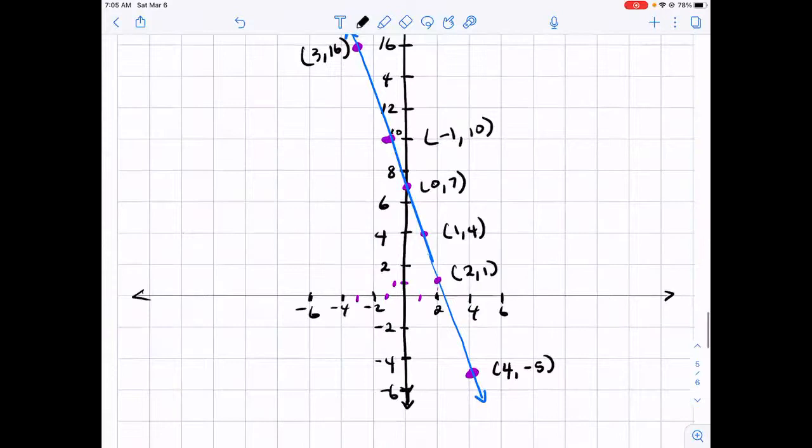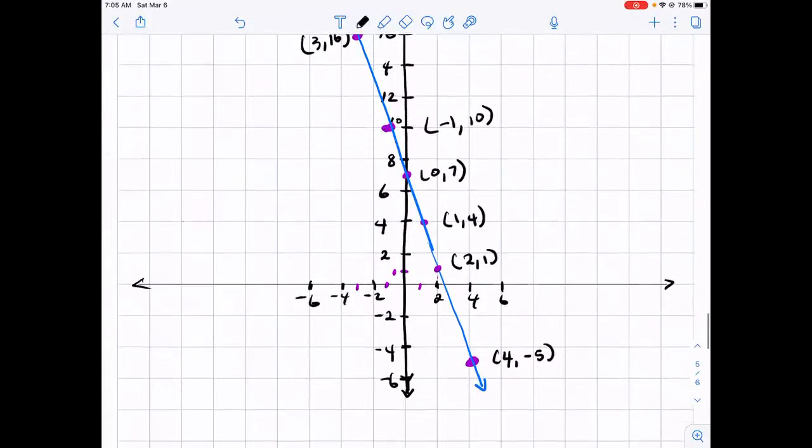Very important that when you graph the line, you must write the equation. So the equation of this line is y equals -3x plus 7. Or you could write 3x plus y equals 7, right? Either one of them. Either one.